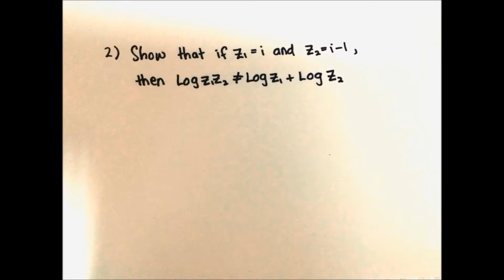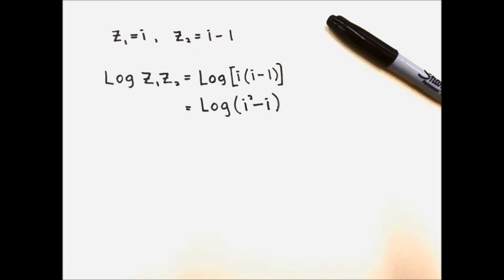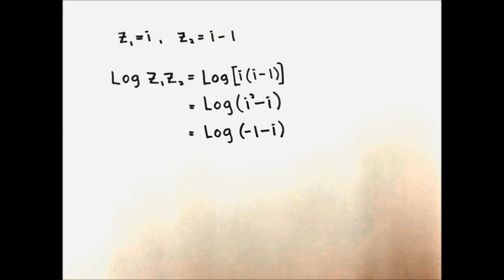The next question is, show that if z1 equals i and z2 equals i minus 1, then log z1 z2 is not equal to log z1 plus log z2. We start with the left hand side. Log z1 z2 is equal to log i times (i minus 1). Then it becomes log (i squared minus i), which should be written as log (negative 1 minus i).